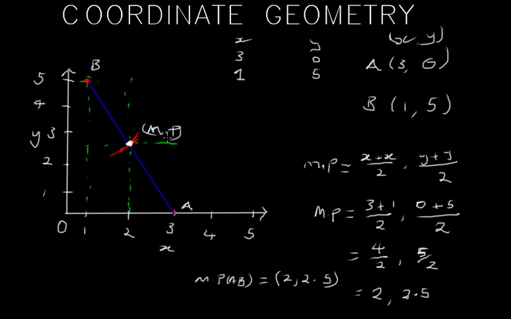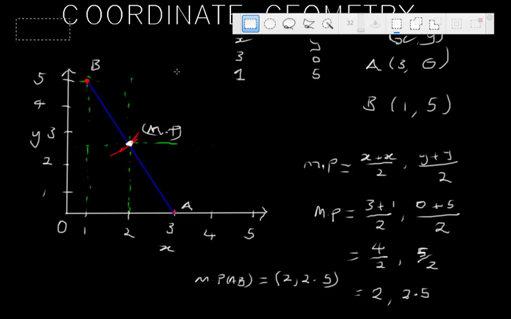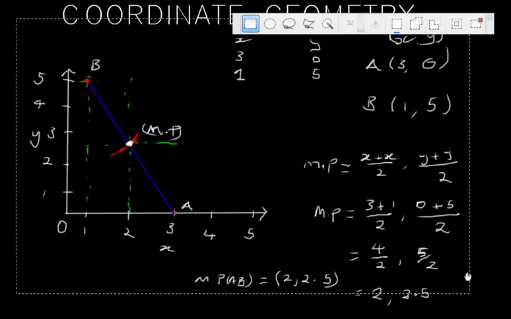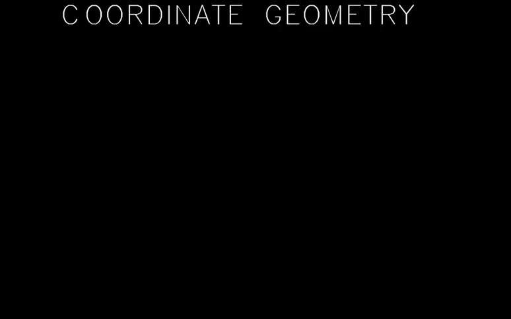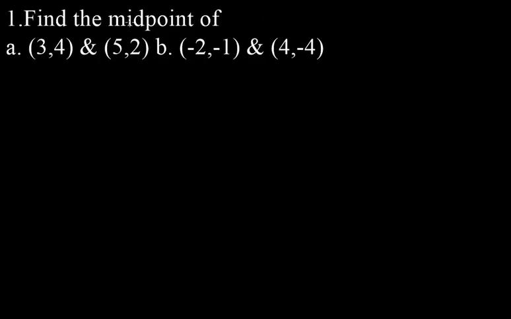So let's look at another example on how to find the midpoint, how to calculate the midpoint in coordinate geometry. So here's an example. Find the midpoint of A, 3,4 and 5,2. So here's the first question. Find the midpoint of 3,4 and 5,2. So we have the coordinates. So here's our solution.